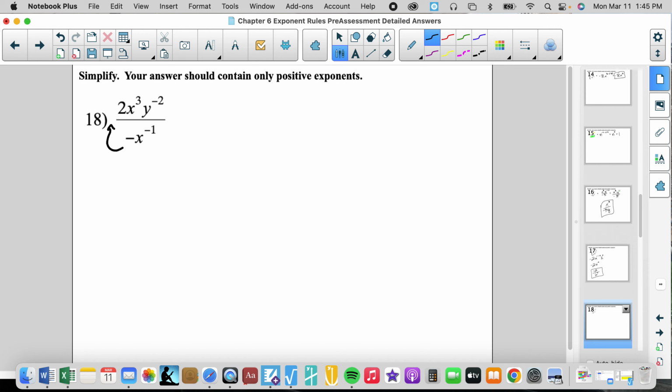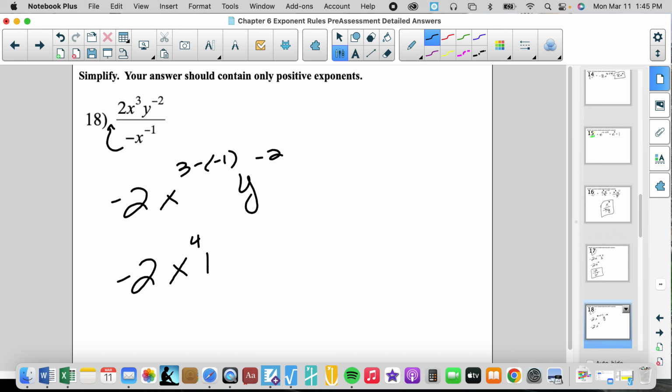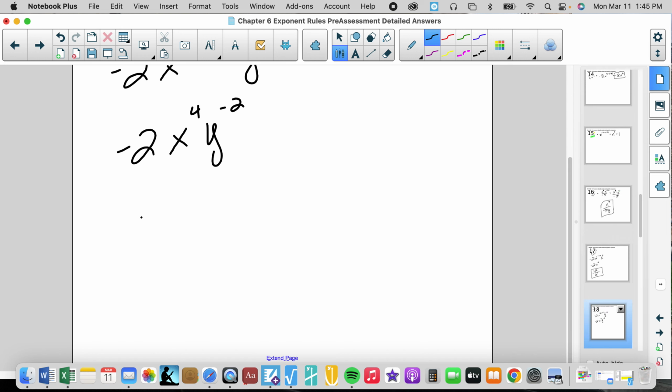Why do they keep doing this? Okay, negative 2, x to the 3 minus negative 1, y to the negative 2. Negative 2, x to the 4, y to the negative 2. We have to get rid of that negative exponent. Negative 2x to the 4th over y to the 2nd.